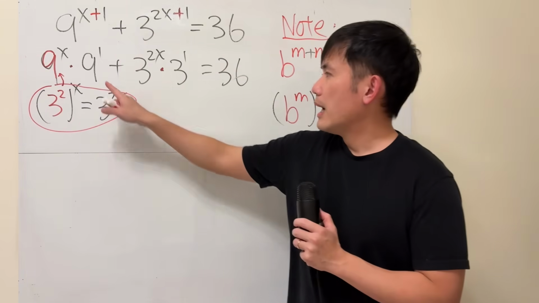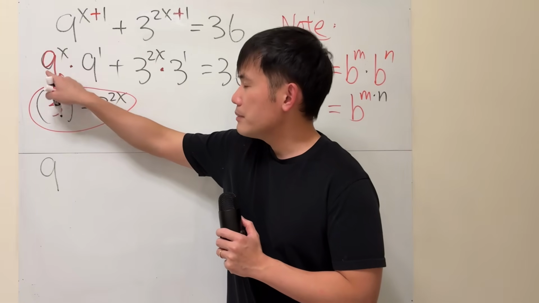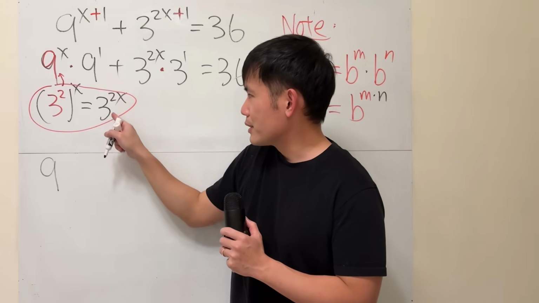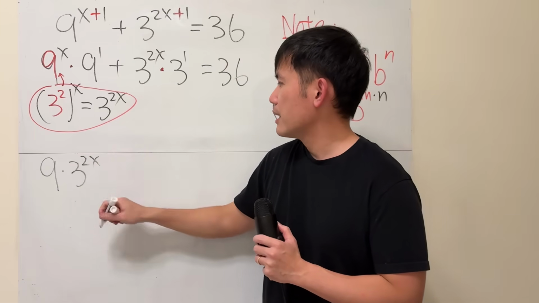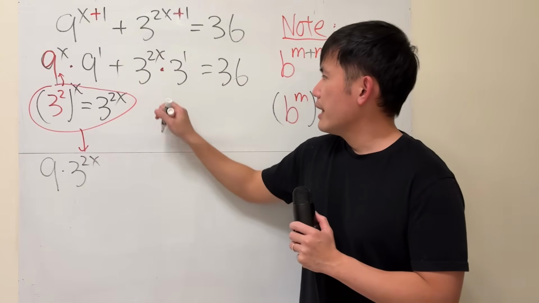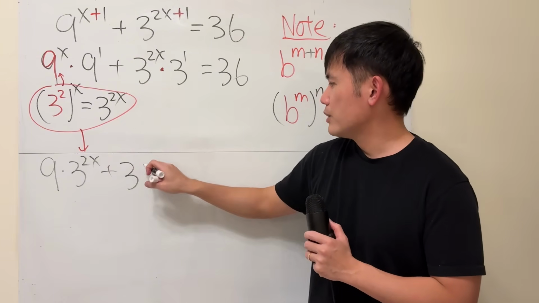So now, I'm going to write this down. 9 to the first is just 9. And then 9 to the x is just the same as 3 to the 2x. So I'll keep that, 3 to the 2x. Right, so it's like this right here. And then for this, we have 3 to the first, which is 3, and then 3 to the 2x.